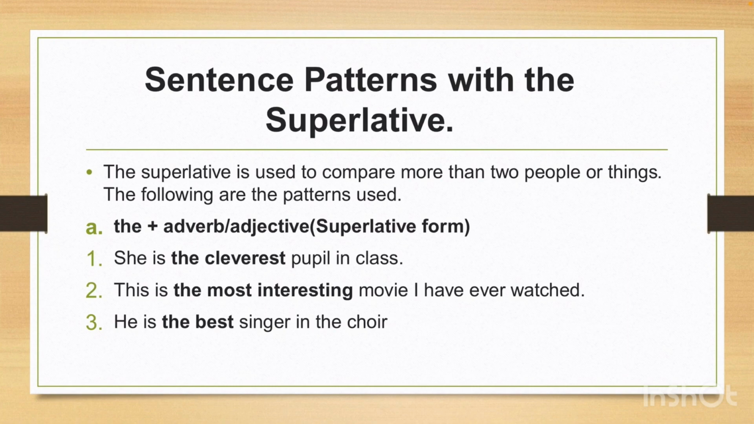This is the most interesting movie I have ever watched. You are comparing this movie to all the movies that you have ever watched, meaning you are supposed to use the superlative, the most interesting. He is the best singer in the choir. Of all the singers, this one is the best. So once you use the, we put the superlative, when we are comparing more than two people or things. That's how we use superlatives and comparatives.